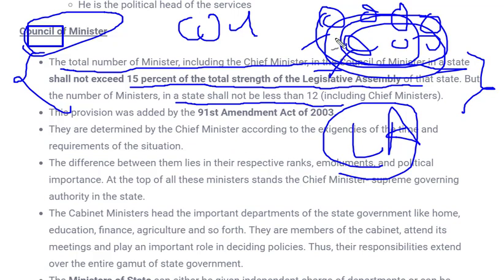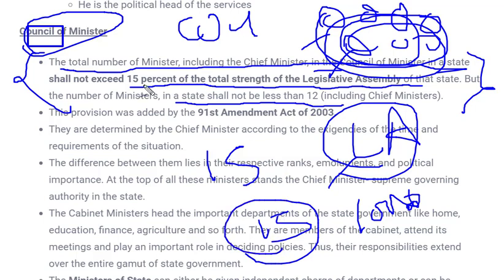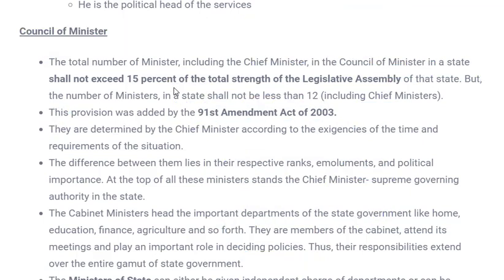So the number of members in the Council of Ministers should not be more than 15%. For example, if in Legislative Assembly there are 100 members, then in Council of Ministers only 15 members can be involved, not more than 15 members should be there in Council of Ministers. Next, this provision was added by 91st Constitution Amendment in 2003. Let's see what are the other points.